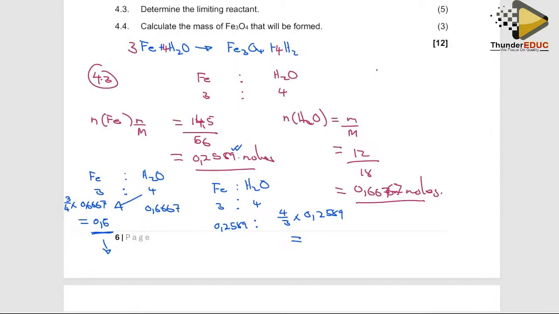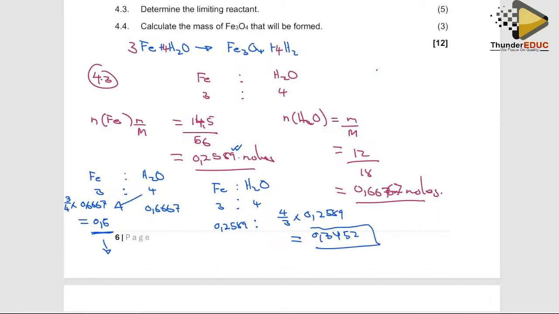So if you have to do your math there, let me just quickly do it again. 4 divided by 3 and multiplied by 0,2589 is equivalent to, so my value there is going to be 0,3452, right? 0,3452 moles, right?